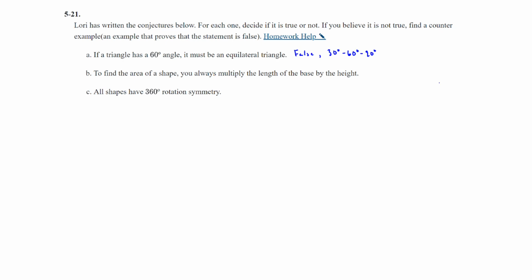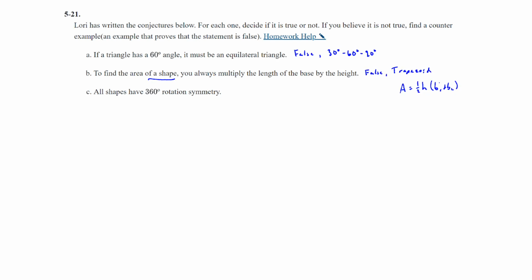Part B. To find the area of a shape, you always multiply the length of the base by the height. So to find the area of a shape, it doesn't say specifically what kind, so no, that is false. We know that's true for rectangles, that's true for parallelograms, but a lot of other things it's not true for. And for a counterexample, I'll do a trapezoid. The area of a trapezoid is 1/2 times the height, and then the sum of the bases. So that's not always true.